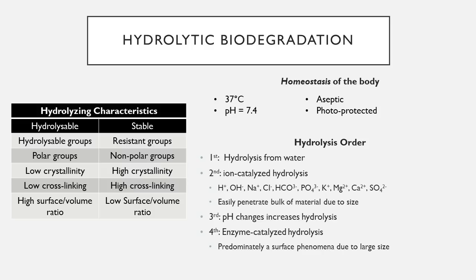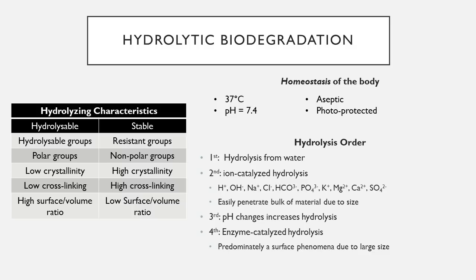So after reviewing the chemical structures of a lot of those polymers that are both susceptible and resistant to hydrolysis, we can start making some general characteristics. The first two are pretty obvious, right? Any polymer that has any of those hydrolyzable groups is, of course, going to be susceptible to hydrolysis, and those that have those resistant groups, those hydrocarbons and nonpolar backbones, are going to be resistant. It's because you either have polar or nonpolar groups.